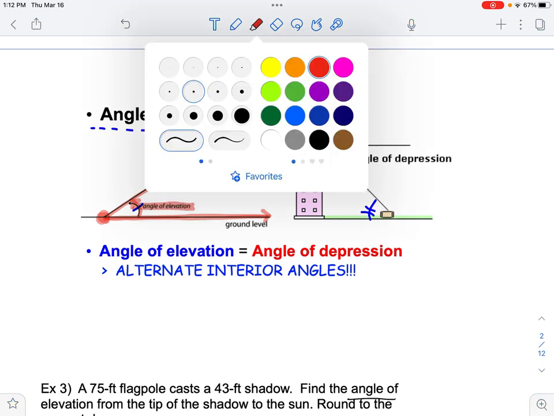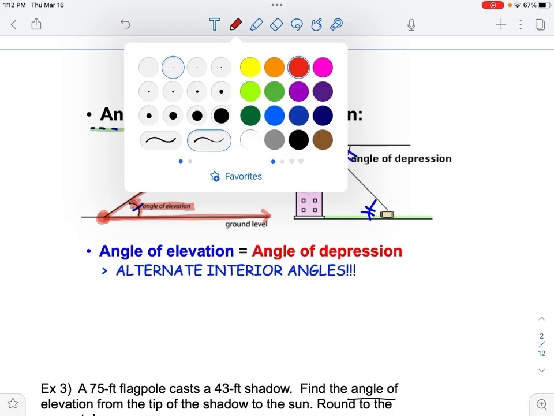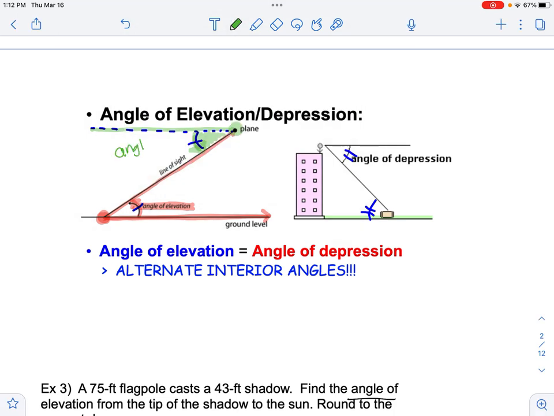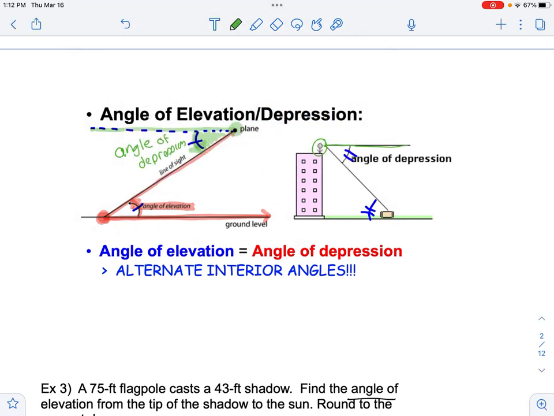Now, if I was starting at a high point, let's say I was a person on the plane, always start by looking out horizontally and then looking down. This angle is what we call my angle of depression because I'm looking down from the horizontal. You can see the same thing in the next picture, right? If you're standing at the top of the building, you look out horizontally, and then from there you look down. That's your angle of depression.